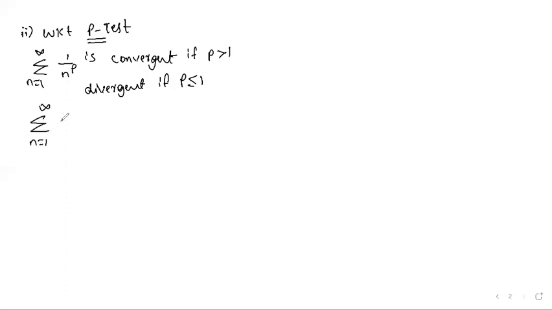summation n equals 1 to infinity 1 by n. So comparing with the p series, limit n tends to infinity 1 by n power p. Here in the given condition, 1 by n power 1, comparing with the p series test, that is summation n equals 1 to infinity 1 by n power p, the p value is 1. Here p is equal to 1. Whenever p is equal to 1, the series is divergent, and therefore the given series is divergent.